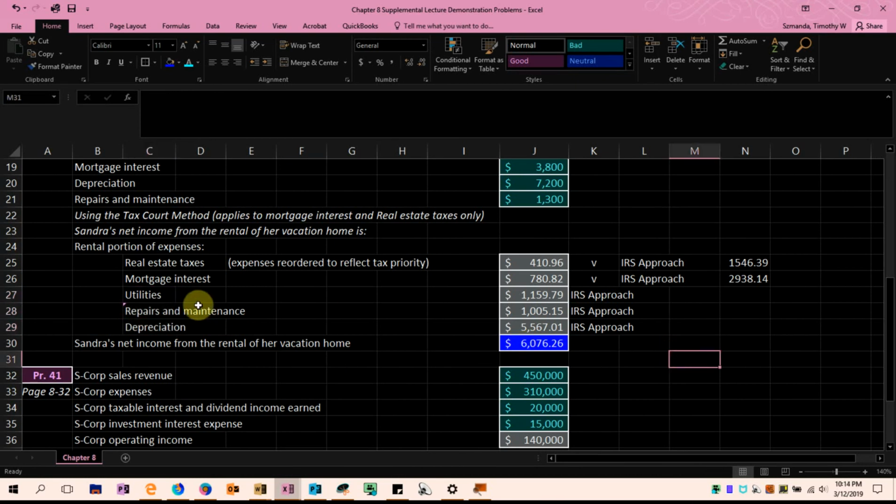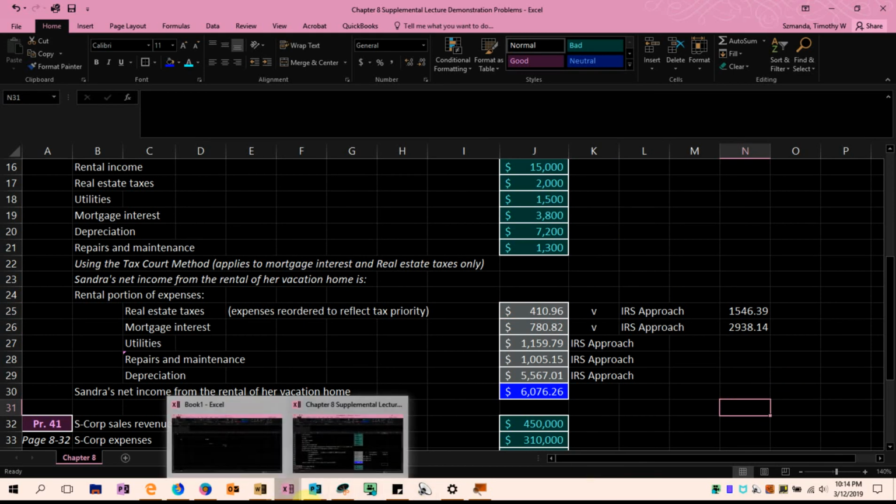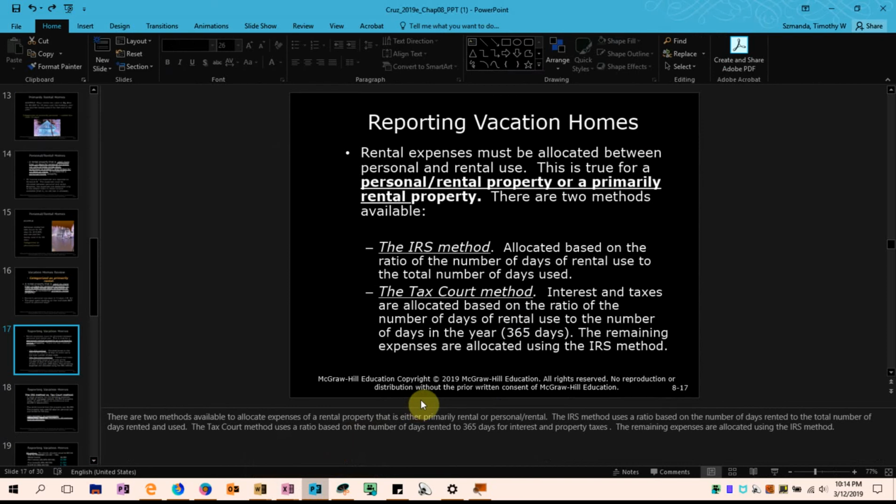And by the way, is it possible to use the IRS approach for these 6 costs as well, like I had demonstrated here? And the answer is yes, absolutely. So I could have used the IRS approach for all of these allocated expenses. But the problem asks us to use the tax court approach for the real estate and mortgage. And that requires a denominator of 365. So 75 into 365 times the expense. I hope that makes that a little bit more clear on how to allocate using the tax court method and the IRS method, and that's what they're discussing here.